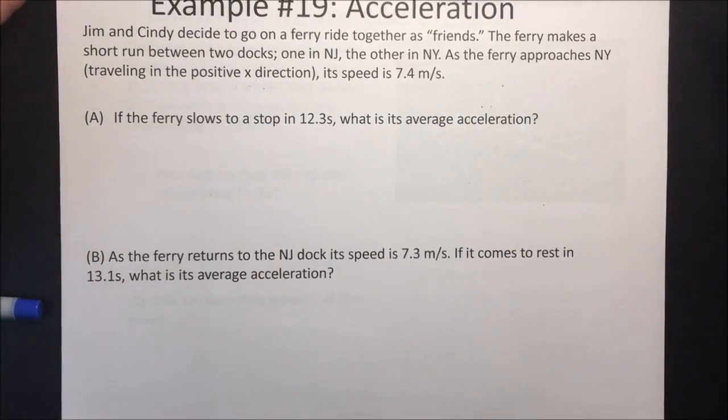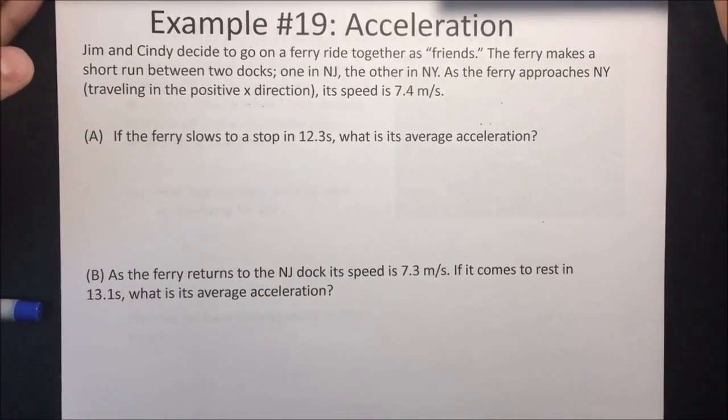Example 19. Let's go move this a little bit. Jim and Cindy decide to go on a ferry ride together as friends. Interesting. The ferry makes a short run between two docks, one in New Jersey, the other in New York. As the ferry approaches New York, traveling in the positive direction, its speed is 7.4 meters per second. If the ferry slows to a stop in 12.3 seconds, what is its average acceleration?